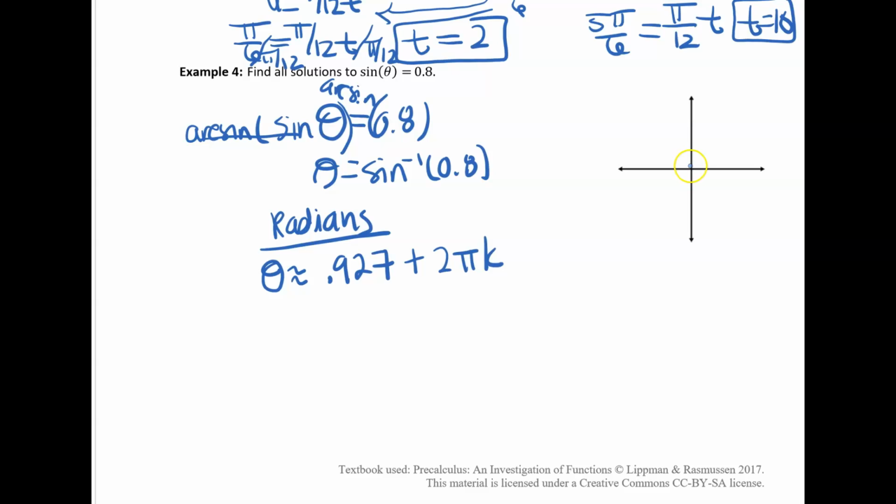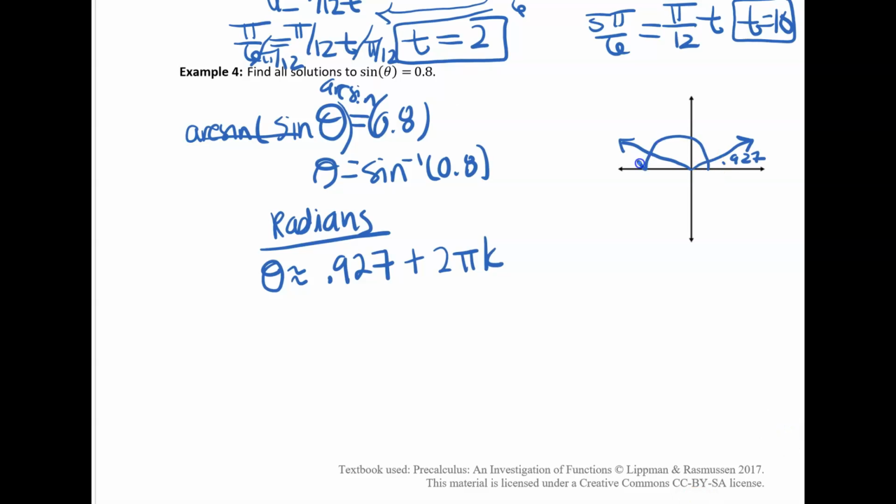Now, if 0.927 is my angle, I know that that angle reflects this direction, and it has the same sine value like we saw in the previous problem. And so what I need to do is figure out what that value is.